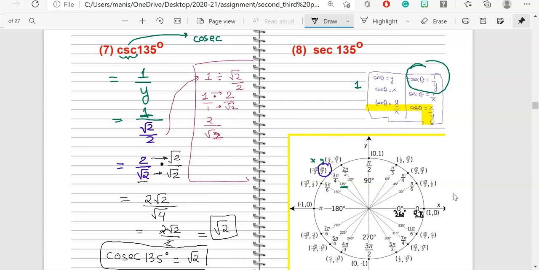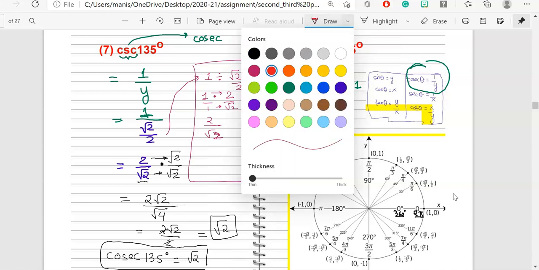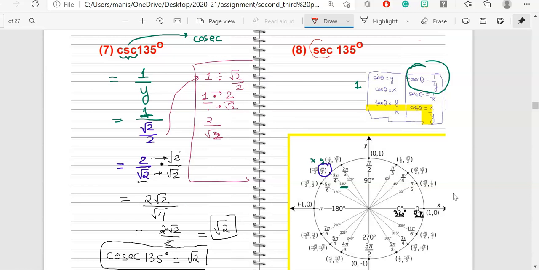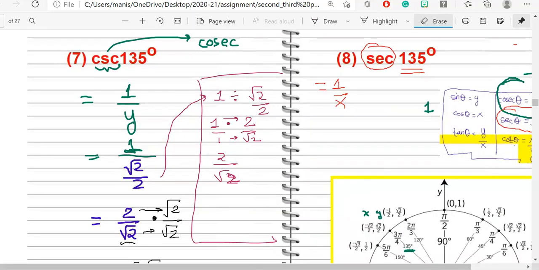Let's do another one over here. Secant of 135. If I'm doing secant of 135, first of all, as I mentioned to you, circle this and look for secant. This is what? 1 over x. So I'll write over here 1 over x. I want you to go to 135 in this unit circle chart and look for the value of x. When you go to 135, the value of x is this one over here. I will erase this y so you all can see clearly. So what is the value of x over here?